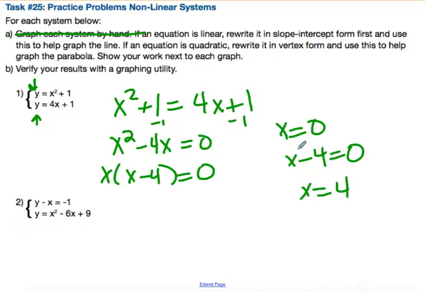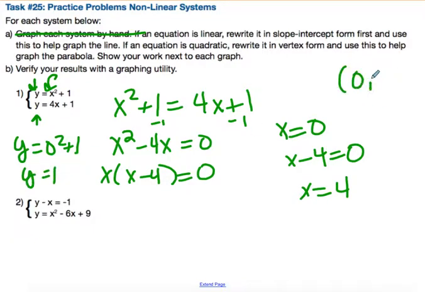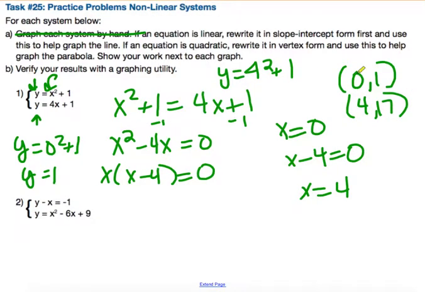Sorry. So to find the ordered pair, you would plug 0 back in for x. So you'd have y equals 0 squared plus 1. y equals 1. So one of your answers is (0, 1). And then you would put 4 in for x and solve. So when you put 4 in, you got 17. These two things are your answers.